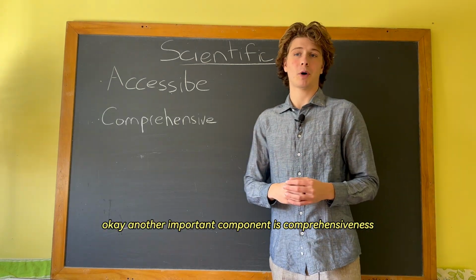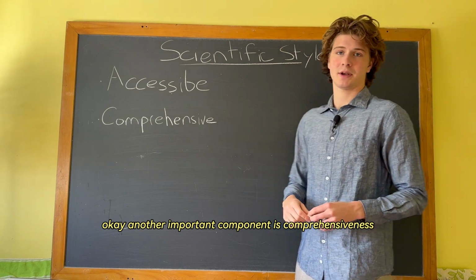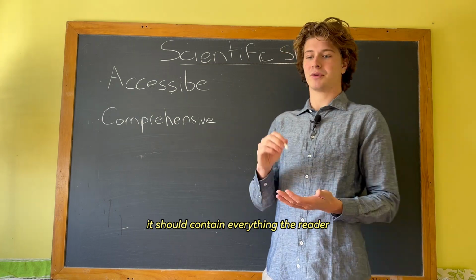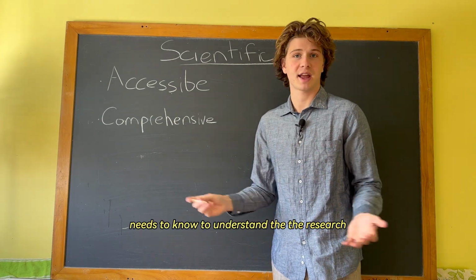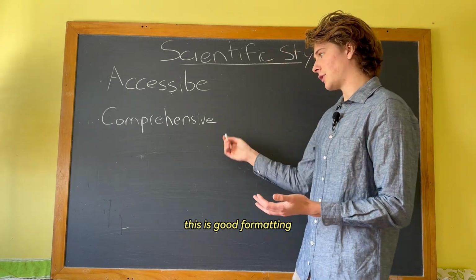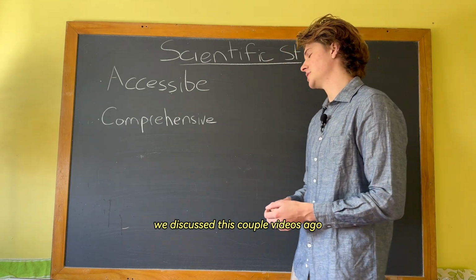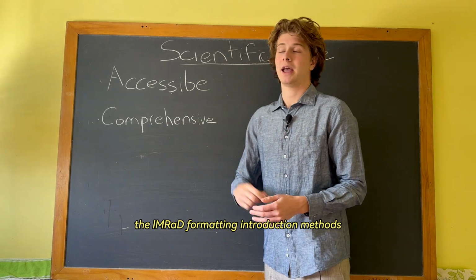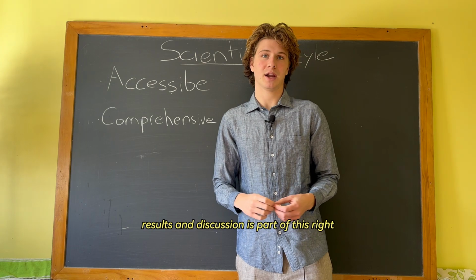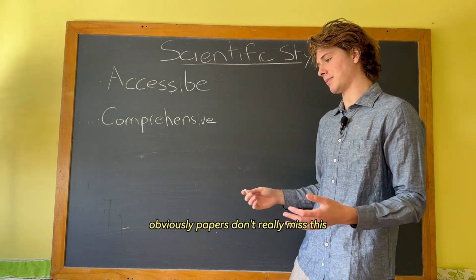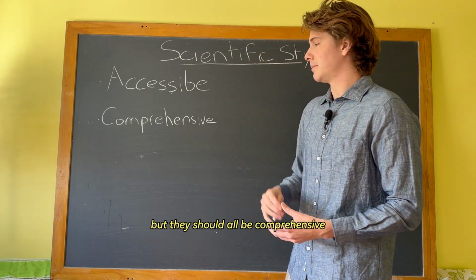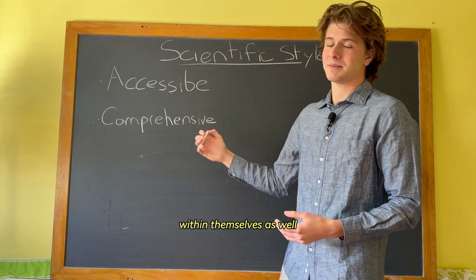Okay, another important component is comprehensiveness. A paper should be a self-contained document. It should contain everything the reader needs to know to understand the research, the paper, right? This is good formatting. We discussed this a couple videos ago, the IMRAD formatting. Introduction, methods, results, and discussion is part of this, right? You should include all these sections. Obviously, papers don't really miss this. It wouldn't get through a peer review process. But they should all be comprehensive within themselves as well.